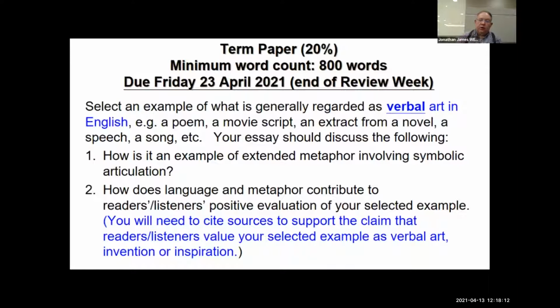And this is a very important point. You will need to cite sources to support your claim that this indeed is of value. What you have chosen to do your term paper on is indeed an example of verbal art and regarded as such within the community, within the users, the speakers of the language.